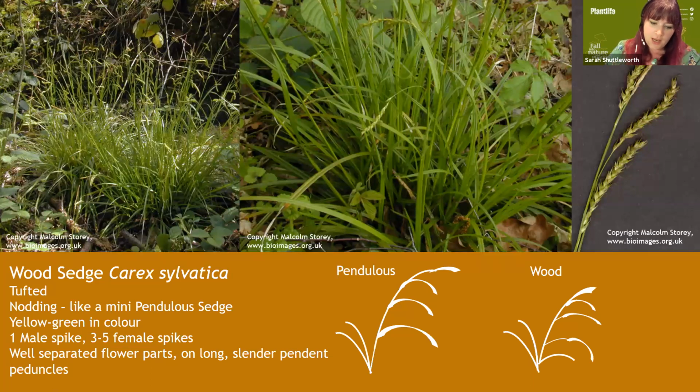Wood sedge is basically like a mini version of pendulous sedge. So it's very similar in terms of its leaf shape and everything, but I would say that it's much smaller than pendulous sedge, and the inflorescences have slightly longer pedicels as well. It's very yellowy green in colour, and again, it's got 1 male spike and then 3 to 5 female spikes underneath. So wood sedge is a mini version of pendulous sedge, is the best way to remember it.